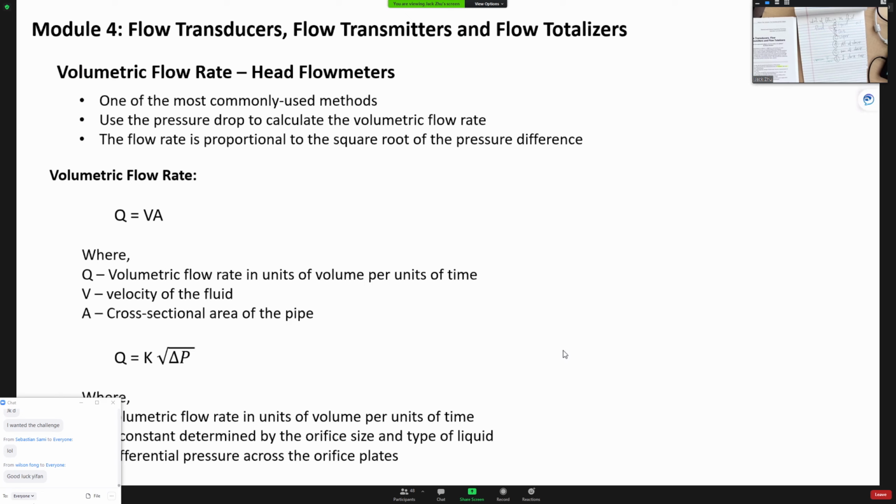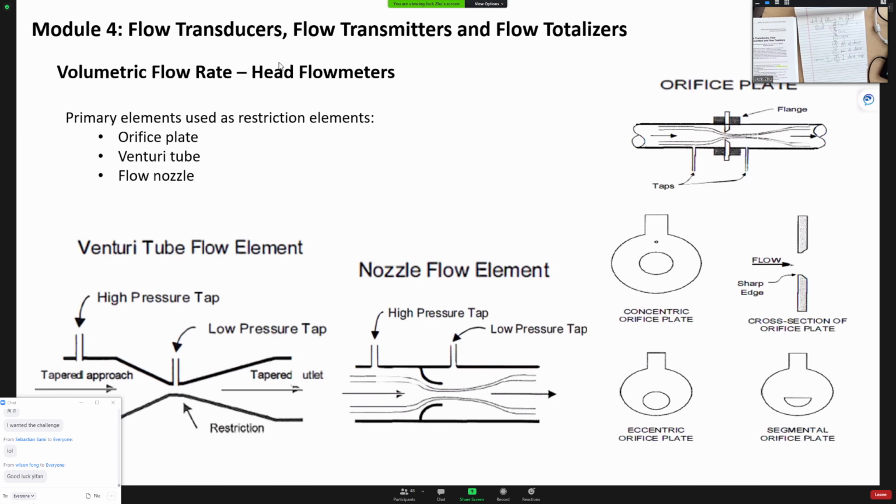Okay, so we come back to here. Volumetric flow meter. There are three different types. One is called the orifice plate. They put something inside the pipe to make a smaller opening. There are different types of opening. This concentric one we put right in the center. This eccentric and this segmental one they usually put at the bottom.